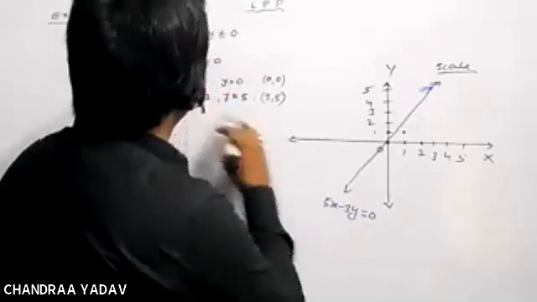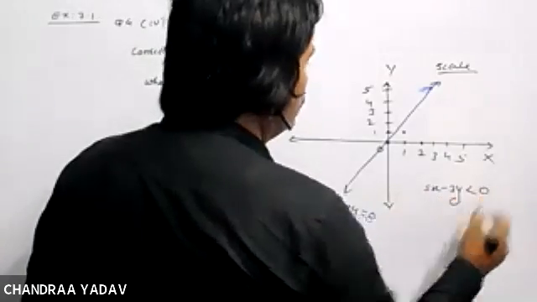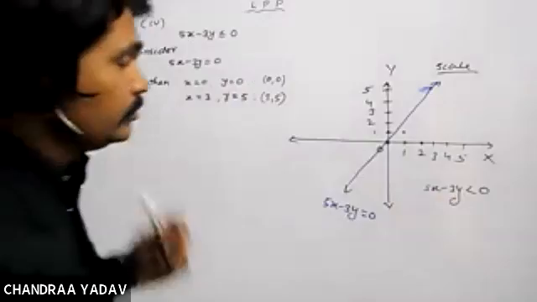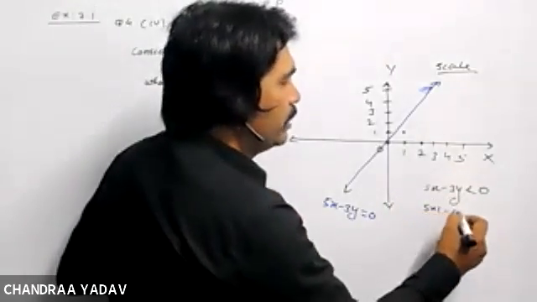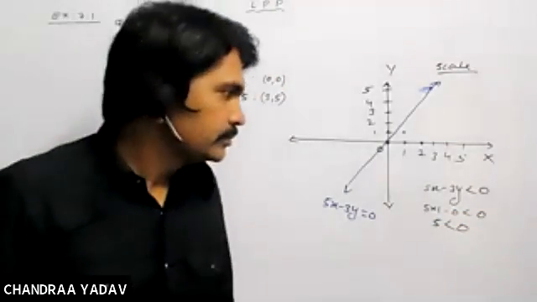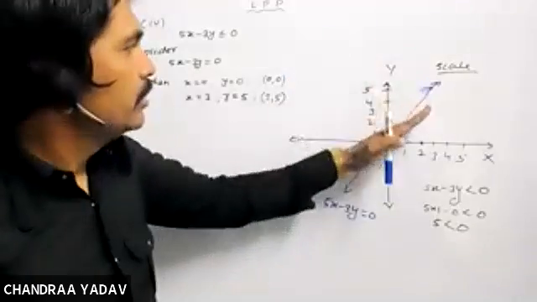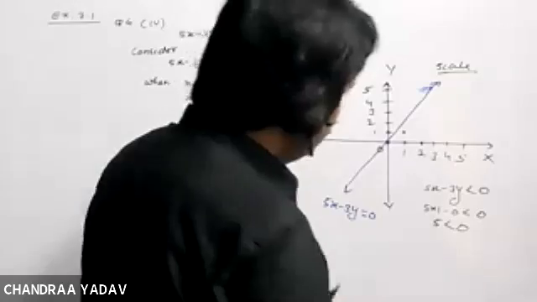Now if we take 1 comma 0, here 5x minus 3y is given less than or equal to 0. If we put 1 comma 0, what do we get? 5 into 1 minus 0. Is it true or false? False. It means the shaded portion will be above this line. Got it?